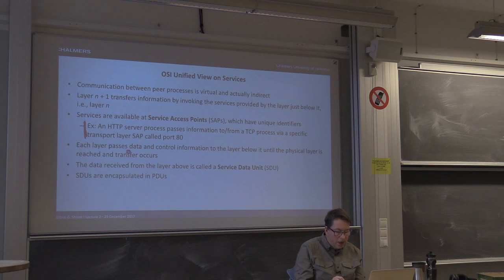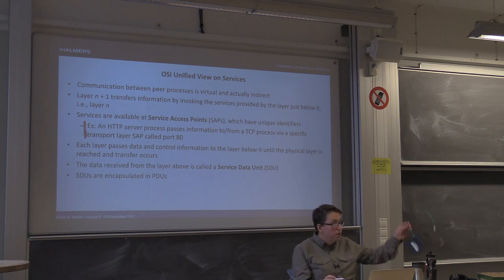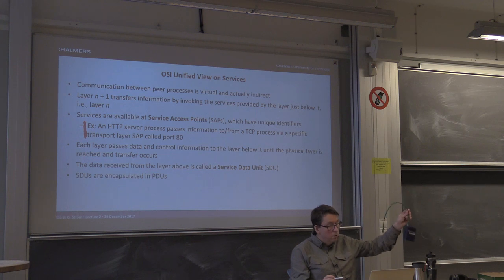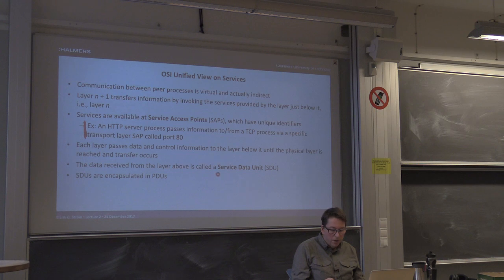So each layer passes data and control information through these service access points. So this is the interface point between two layers. And it does that until it hits the physical layer when it's actually transmitted over a physical channel, right? So data received from the layer above is called a service data unit or payload, and it's called SDU. And SDUs are encapsulated in PDUs.